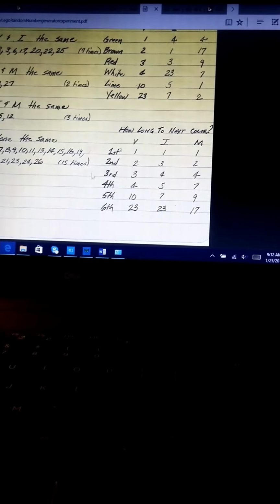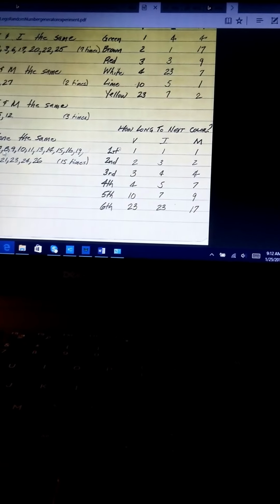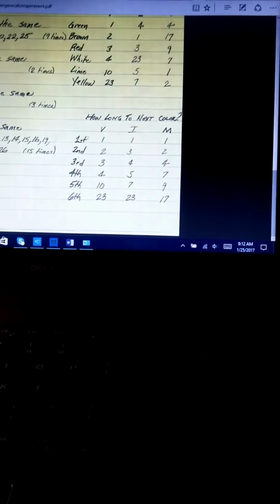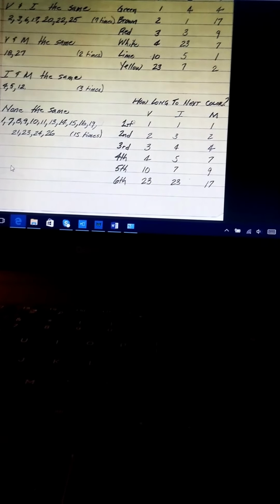So this is what really stands out in terms of randomness. 15 times at the same spot, at the same pick in the sequence, they each got different colors. So that pretty much tells you that we've got some randomness going on.